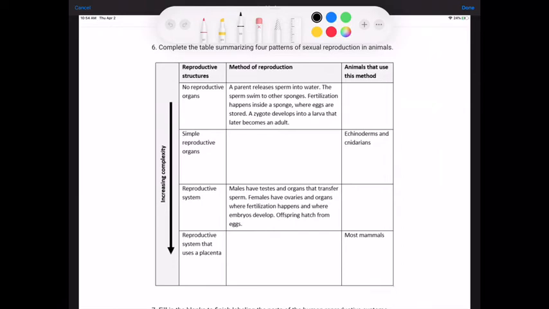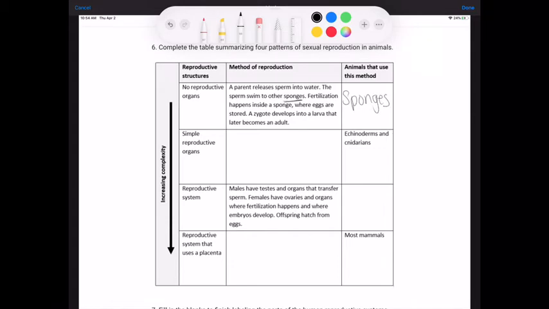So this says complete the table summarizing 4 patterns of sexual reproduction in animals. So reproductive structures. This particular type has no reproductive organs. It tells us a method of reproduction is a parent releases sperm into the water. The sperm swim to other sponges. So our example here is the sponge. Fertilization happens inside a sponge where eggs are stored. A zygote develops into a larva that later becomes an adult. So it even is telling us in the reading that the sponge is the example.